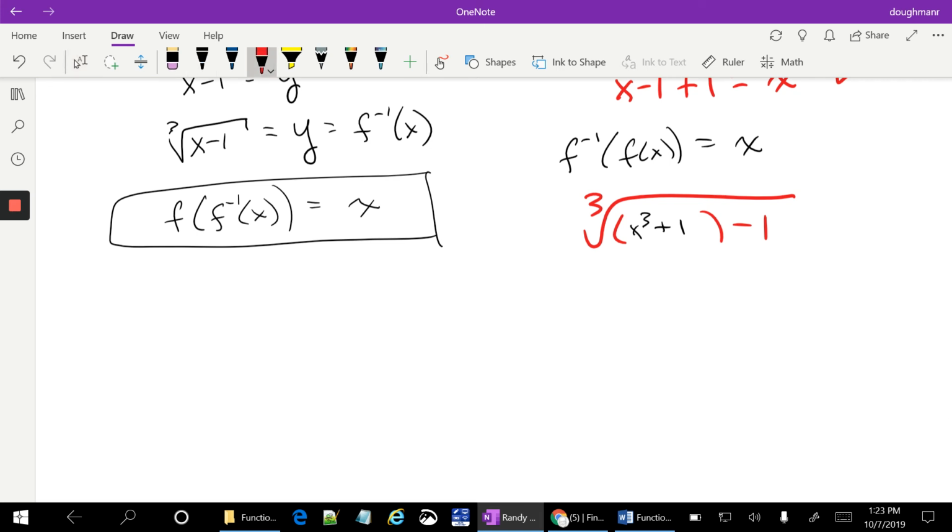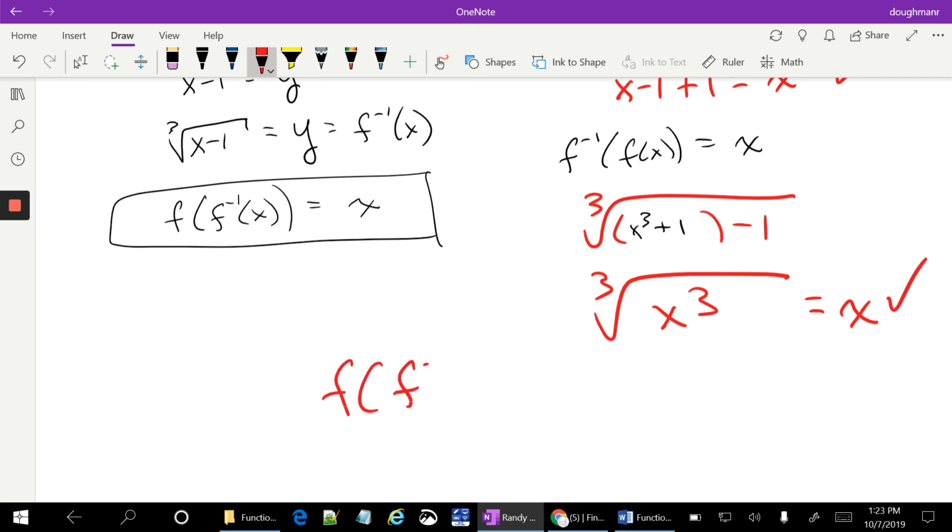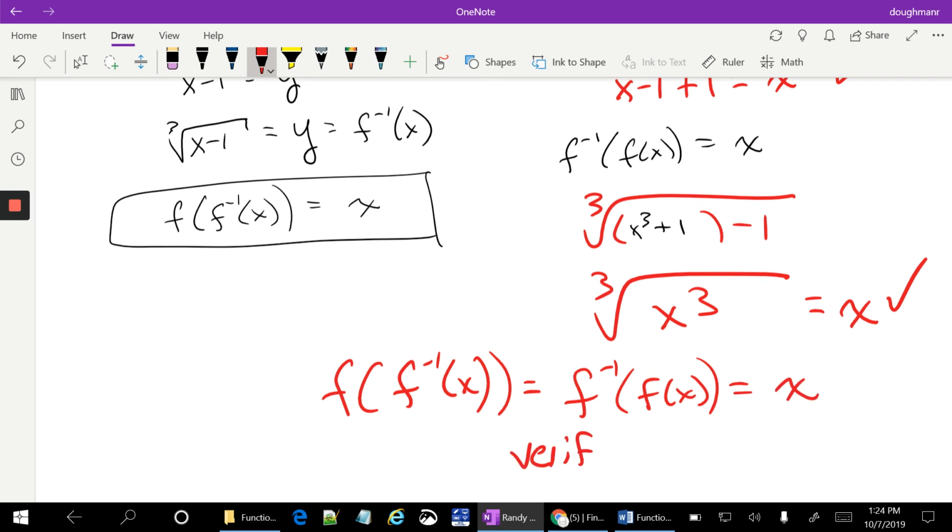So I've got the cube root of x cubed plus 1 minus 1, which is x cubed. And I know that the cube root of x cubed is x, so it worked. So f of the inverse of x is the same as the inverse of f of x, which when you solve it, you get x. And that is how you verify inverse functions.